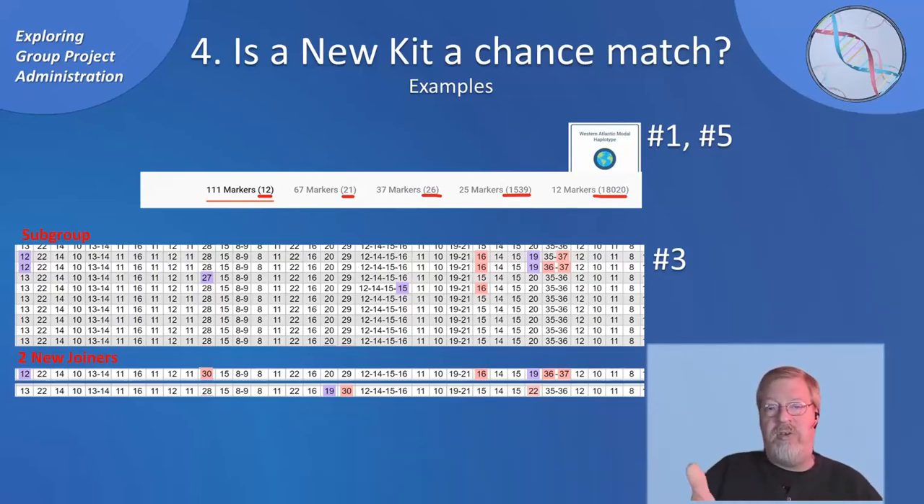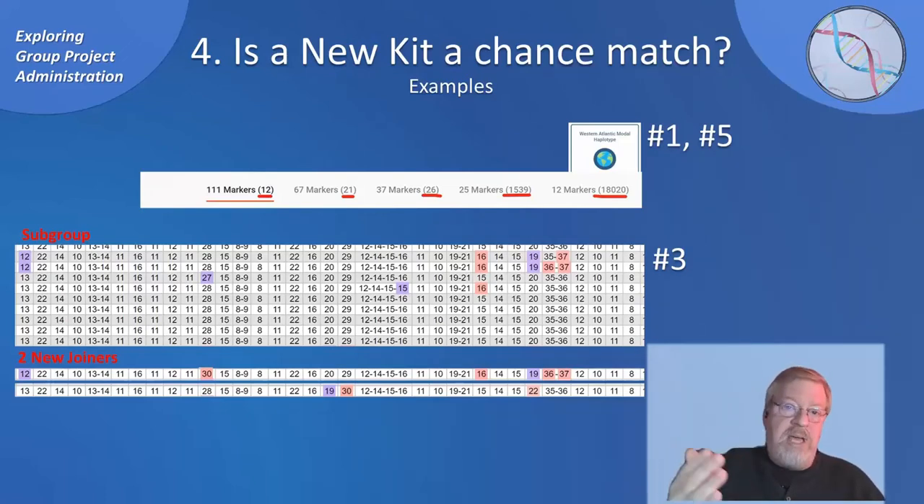I actually took this from the colorized screen. So in the first case, the first of my new joiners, I have a 12 off modal. The 30 isn't matched by anybody else in the project, but the 12 and the 16 and the 19 and the 36 and 37 actually match this little group up at the top of two or three testers there.